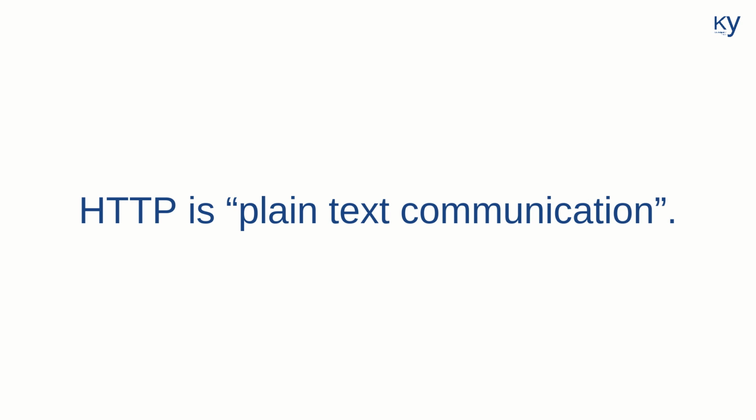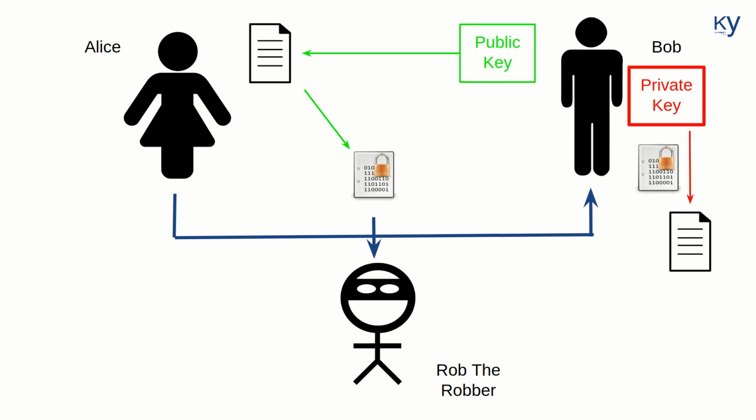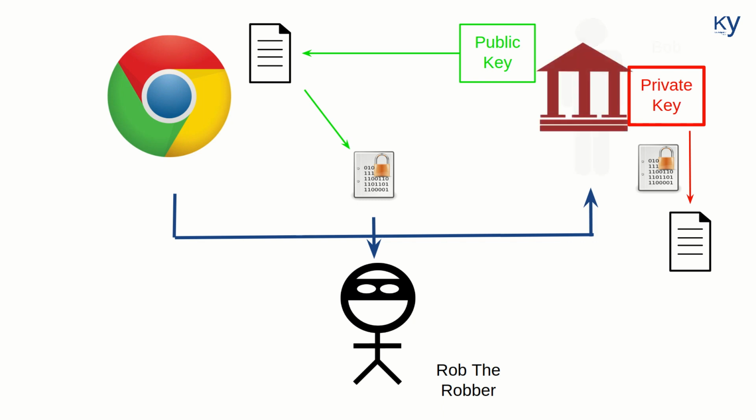So, if you remember the concepts we had covered in the previous video, a plain text communication can be stolen very easily. Remember that we had tried to solve the following problem. We had said that Alice wanted to send a secret message to Bob, but Rob the robber could easily steal it. And we had proposed something called asymmetric encryption to secure the communication between Alice and Bob. So all you have to do now is replace Alice with a browser and replace Bob with the server of your bank, and you have a high-level picture of how the internet today works.